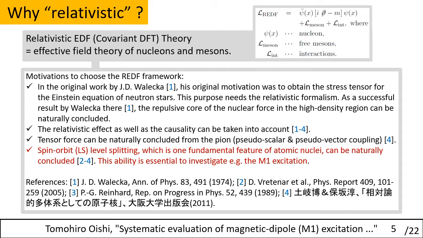This is one fundamental feature of atomic nuclei, and this spin-orbit splitting can be naturally concluded from the Dirac formalism of relativistic EDF theory. And this ability is indeed essential to investigate the magnetic dipole excitation. For the other points listed here, if you are interested, please also see the references as I listed here.